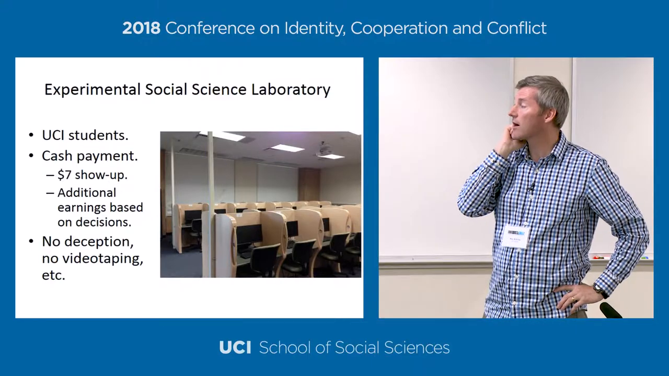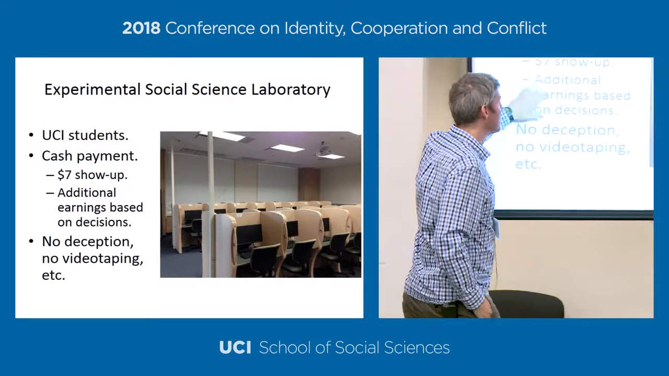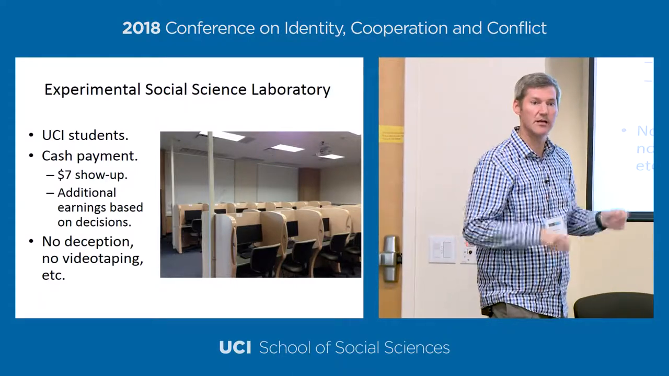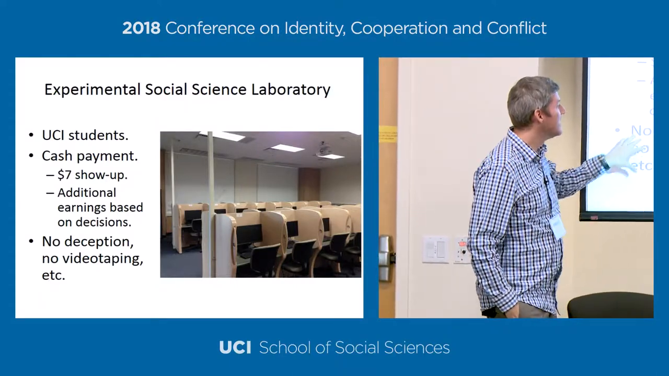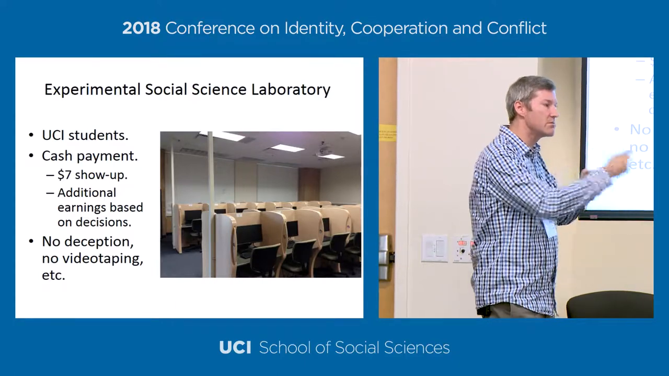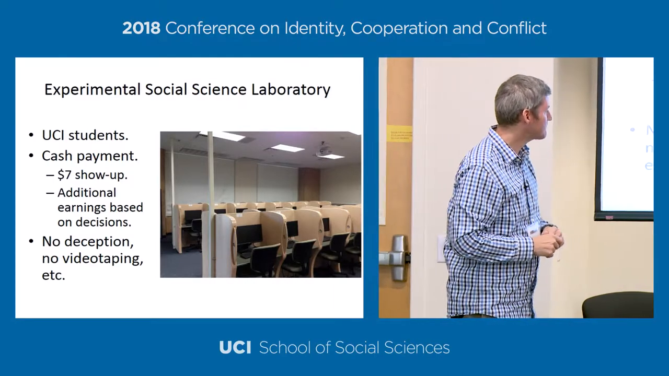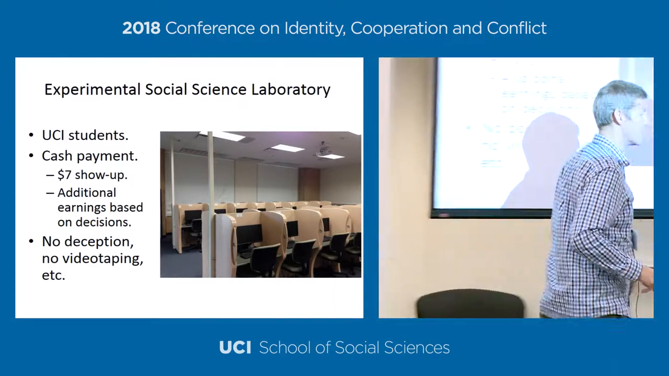with somewhat diverse backgrounds. Everybody's going to get a $7 payment for showing up, and then there are going to be additional earnings based on the choices that are made in their interactions. As a standard in experimental economics, there's no deception. The rules are explained to them exactly, about what the course of the interaction will be. No videotaping and so on.